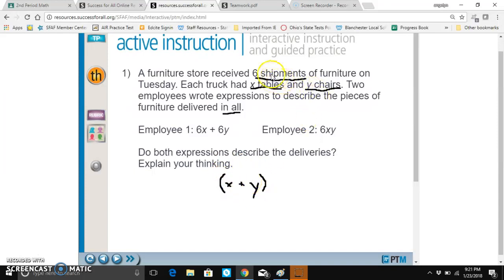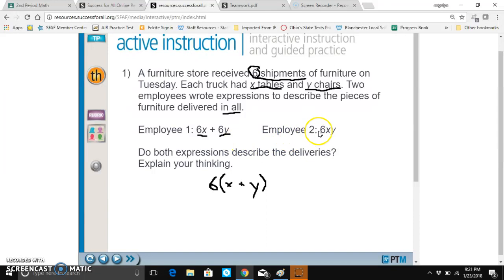But there was not just one truck. There are 6 trucks. So you would have to take this sum and multiply it by 6. And it would look like this. Okay, so if I were to apply the distributive property, 6 times X would be 6X, plus 6 times Y would be 6Y. So employee 1 is correct.